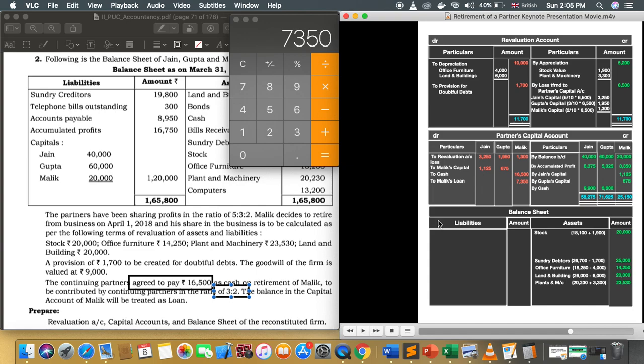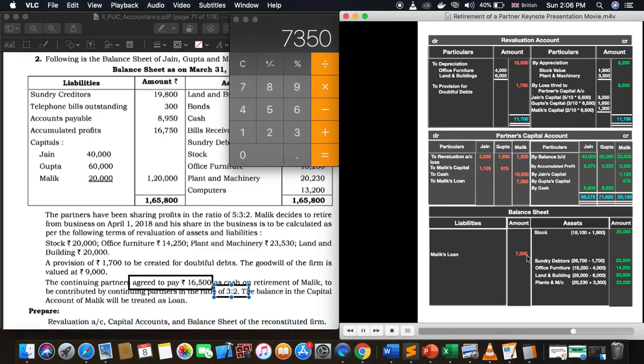So it is termed as Malik's loan because Malik is leaving, and till the time Malik is being paid, it will reflect as a loan in the balance sheet. That's why it will reflect in the balance sheet as Malik's loan, 7,350.